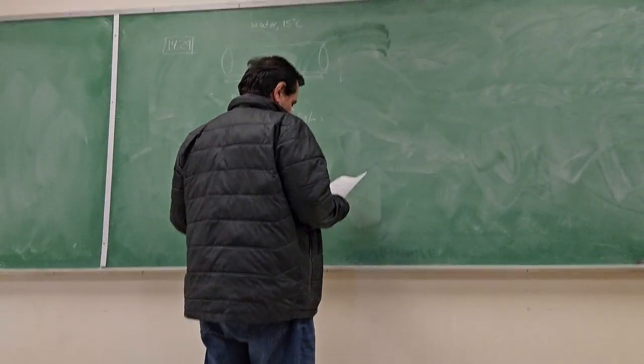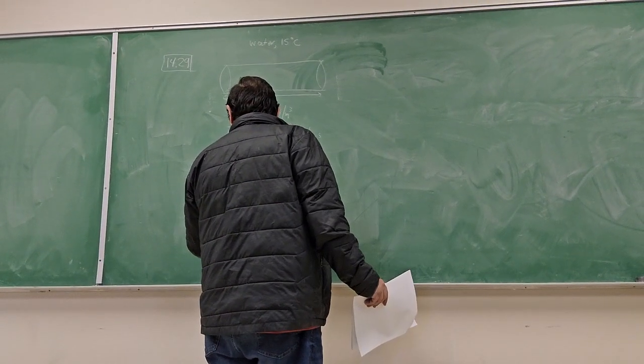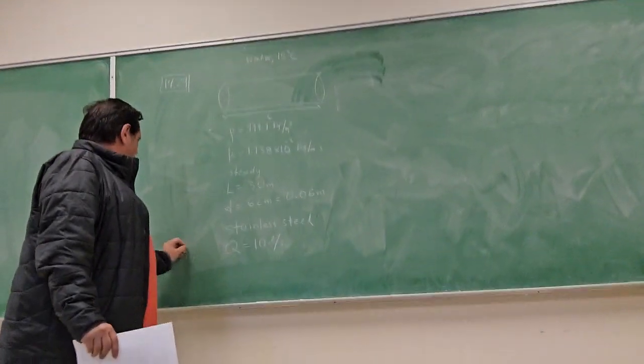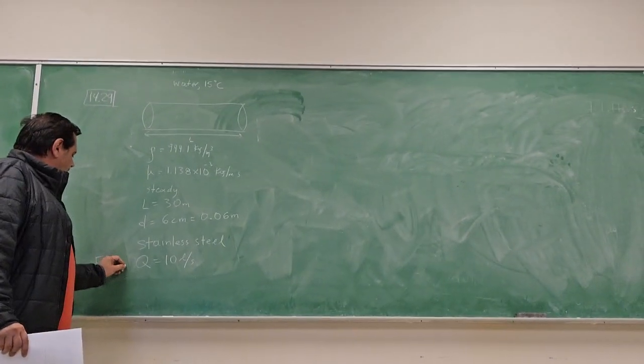Flow rate of 10 liters per second. So the symbol that I use for the flow rate is the Q, capital Q.